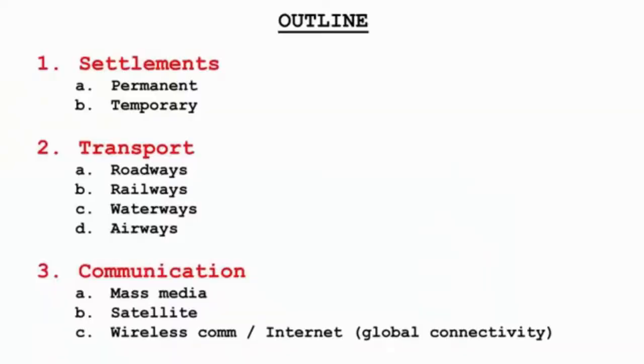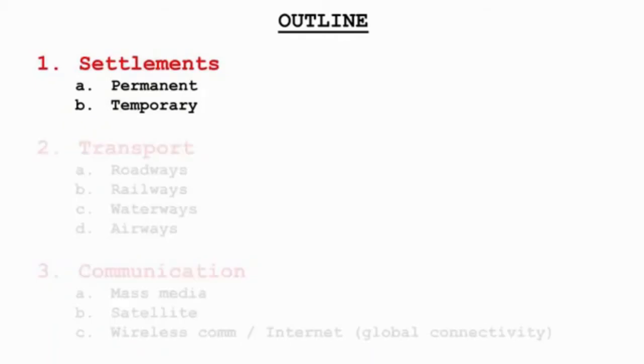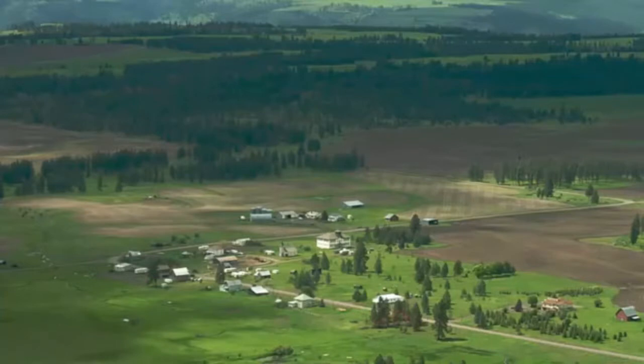So we are going to cover topics in a step-by-step manner. Here is a brief synopsis of what we are going to cover in this chapter. Let's begin with the first topic. Settlements are places where people build their homes, like you and I have.